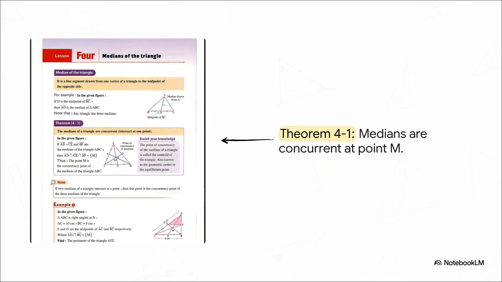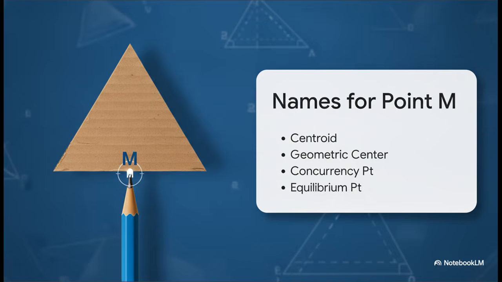And we're going to label that magical intersection point M. Now, this point M is kind of like a geometric celebrity. And like any celebrity, it goes by a few different names depending on who you happen to be asking. Mathematicians usually call it the point of concurrency or the centroid. If you're talking to an architect, it's the geometric center. But in physics, it's called the equilibrium point.